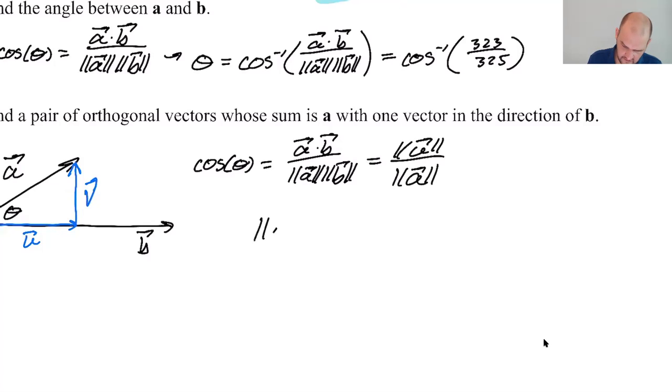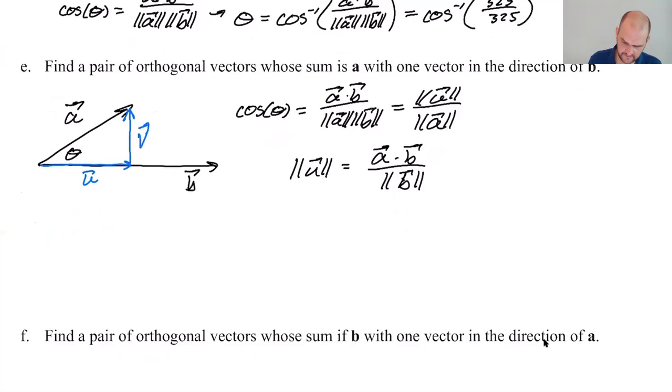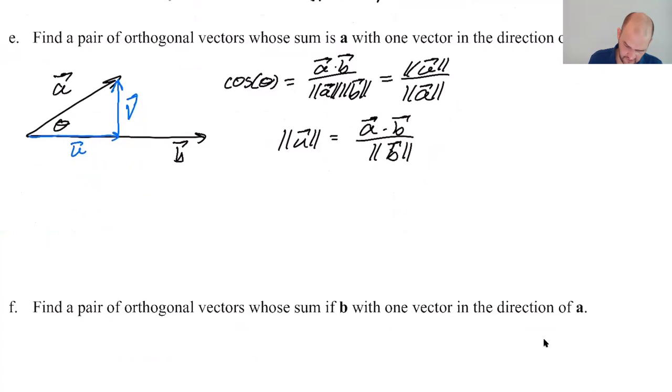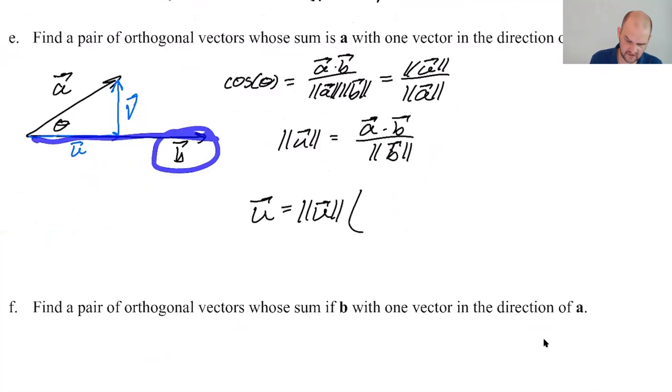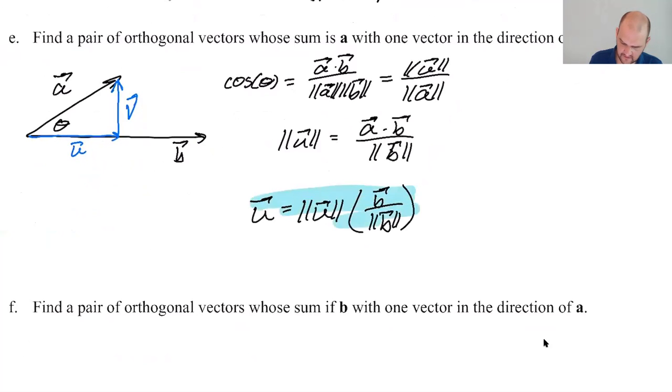So the magnitude of u is going to be a dot b over the magnitude of b. Okay, and then u, the actual vector, should be its magnitude times a unit vector in the direction of u, which you can see is going to be the unit vector of b. So b over the magnitude of b. So this is one thing, and I'm going to use a calculator to get this.